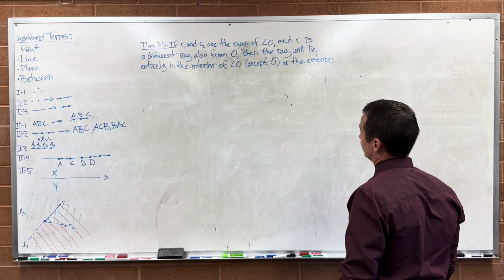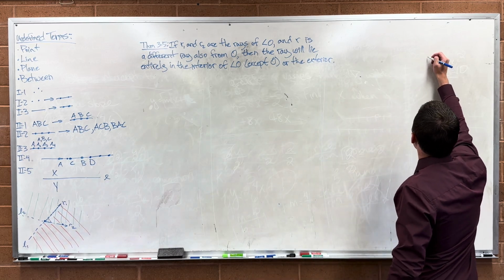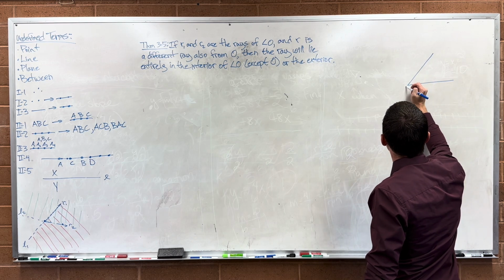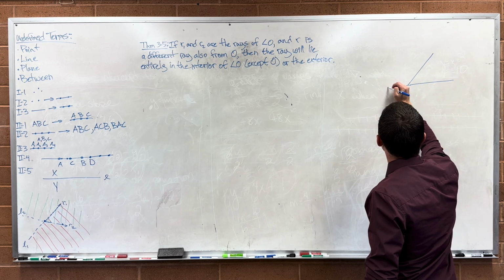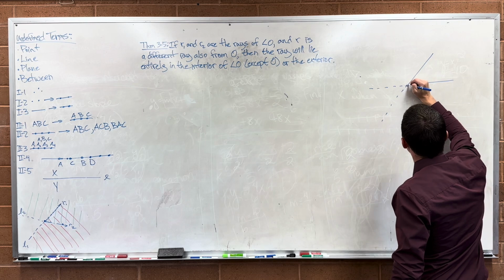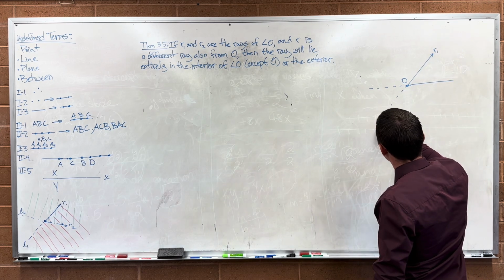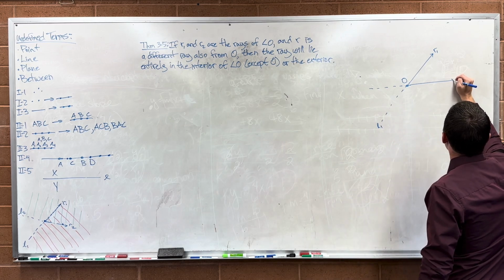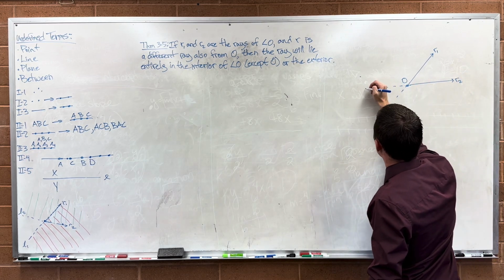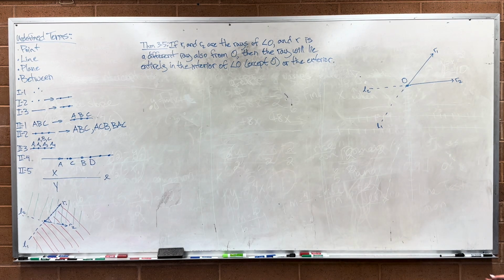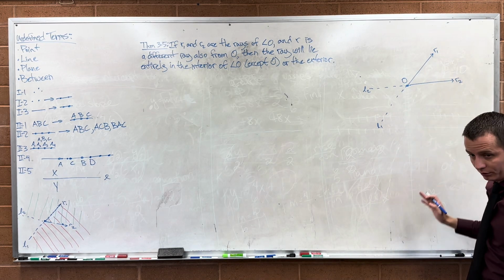Let's draw a picture of this really quick so you can understand what we're talking about. So we've got some angle O here. Maybe we'll do our standard lines. This is the point O. We've got R1, and we'll call this line L1. And we've got R2, and we'll call this line here L2.